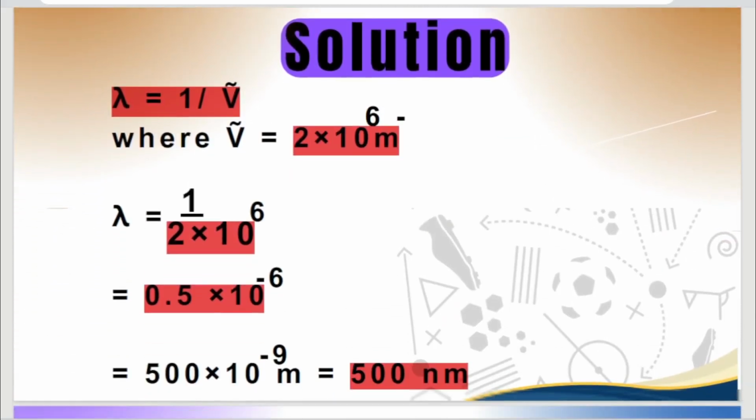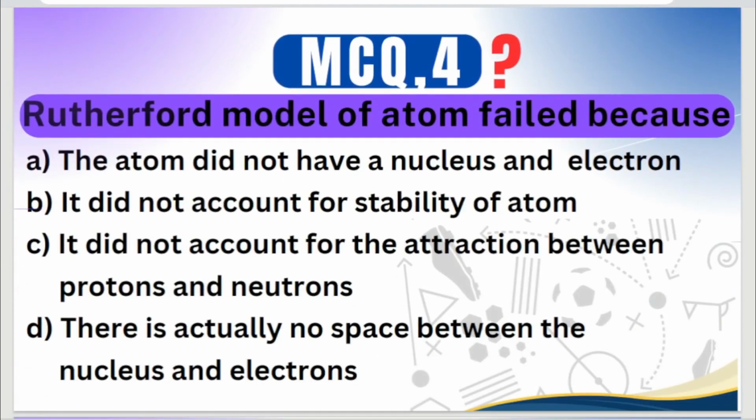Now go to MCQ number 4. The Rutherford model of atom failed because, here the four options are given. First, the atom did not have its nucleus and electron. Second, it did not account for the stability of the atom. Third, it did not account for the attraction between the protons and neutrons. Fourth, there is actually no space between the nucleus and electrons. We have to think about the options, because of the four options, one should be the most probable, and we have to choose the most appropriate option for this answer.